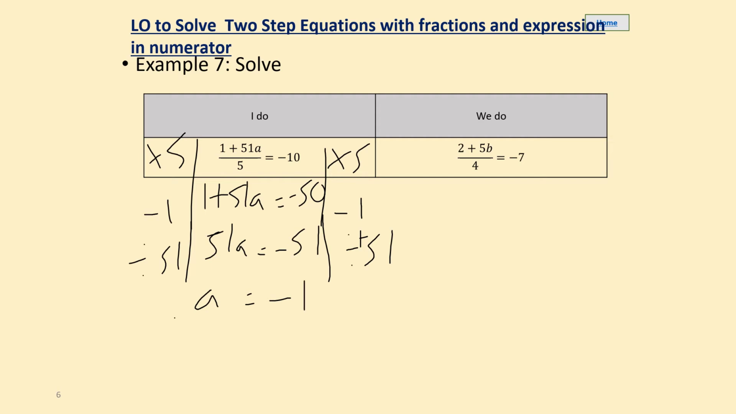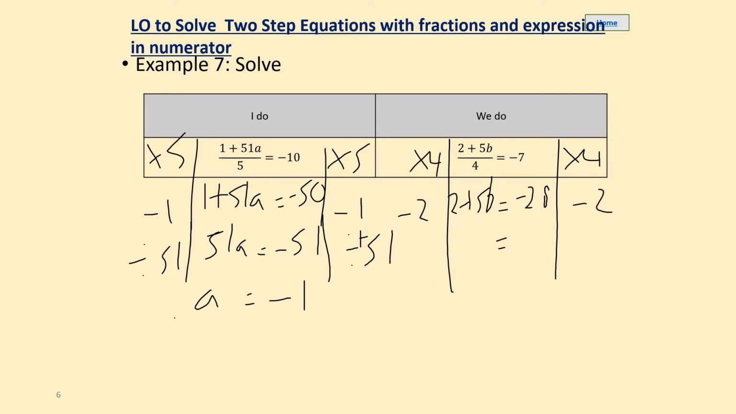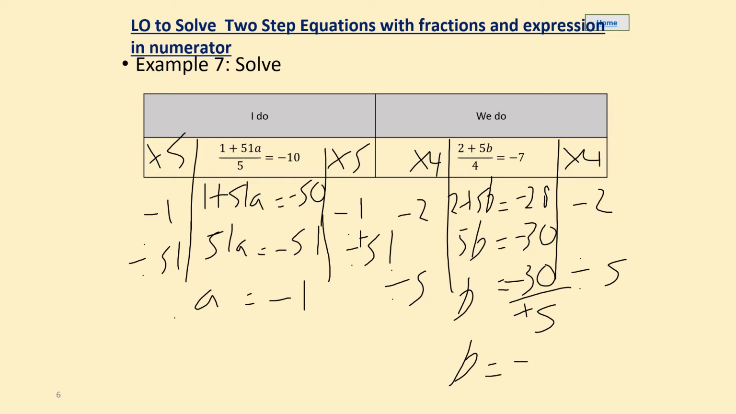Got the we do. We're going to multiply by 4. So I've got minus 28 equals 2 plus 5b. Okay, yeah, we're going to subtract 2 from both sides. So minus 28, subtract another 2, will be minus 30. So 5b equals minus 30. What do I do now? I want b, not 5b. Yeah, divide by 5. So b equals minus 30 divided by 5. We have mixed signs. So b equals minus 6.